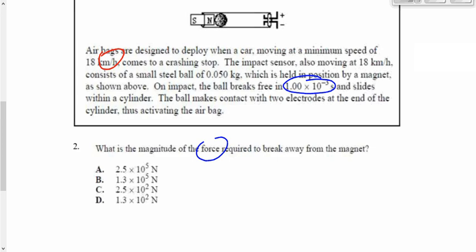But we're going to write down our givens first. We're going to say the mass of this steel ball is 0.050 kilograms. We're going to say that the I is, the F is, this is the tricky part.